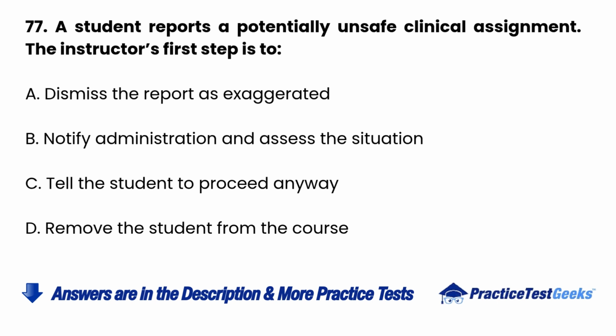77. A student reports a potentially unsafe clinical assignment. The instructor's first step is to A. Dismiss the report as exaggerated. B. Notify administration and assess the situation. C. Tell the student to proceed anyway. D. Remove the student from the course.